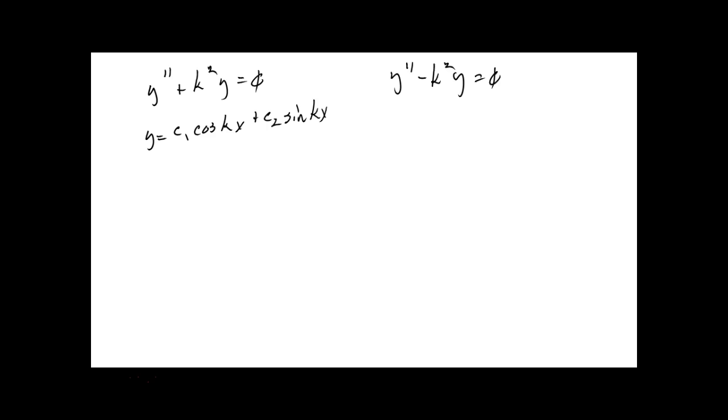Because the first derivative here will be minus k c1 sine kx, and this will be a plus k c2 cosine kx. Then when you take the next derivative, this will be a minus c1 k squared cosine kx, and this will be a minus k squared c2 sine kx. And sure enough, when you add the second derivative to k squared times y, it comes out to be 0, because the second derivatives of those are cyclic.